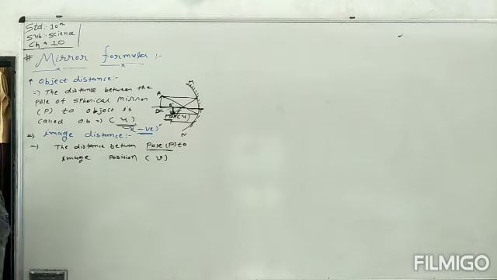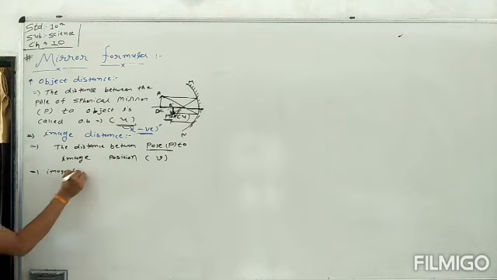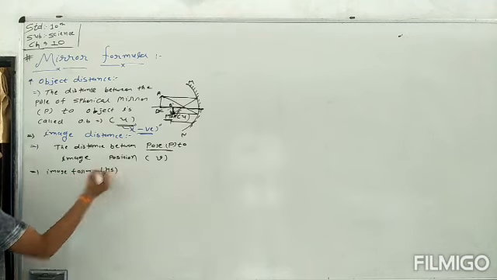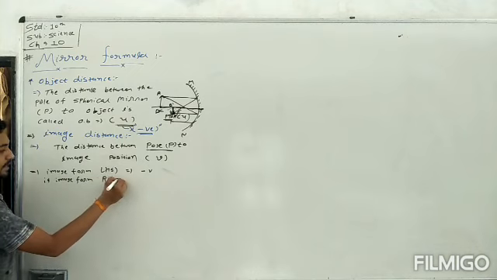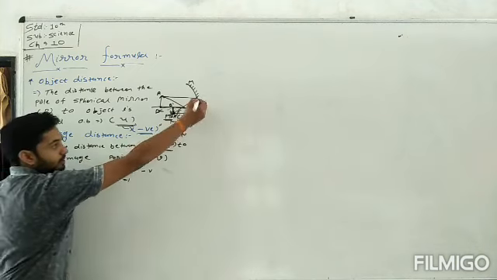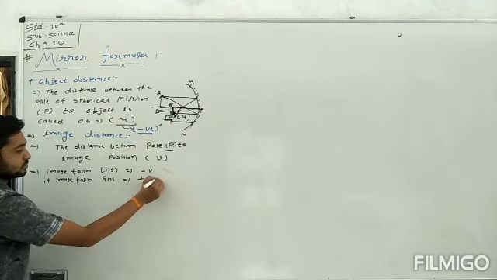If the image is on the left hand side of the mirror, we use negative v, and if the image is on the right hand side of the mirror, we use a positive sign. Suppose the image is formed here, so we use positive image distance. Done.